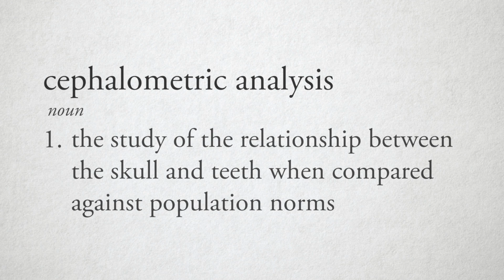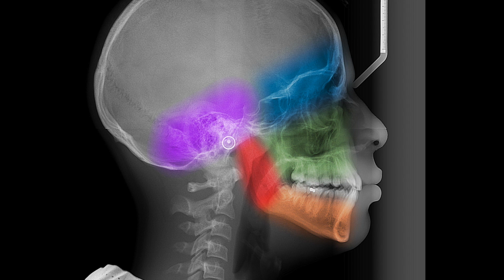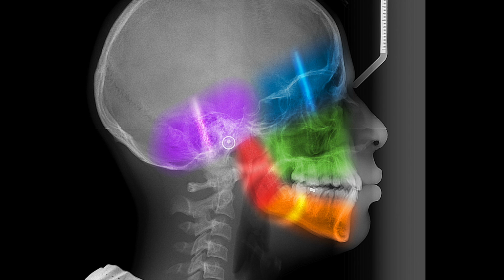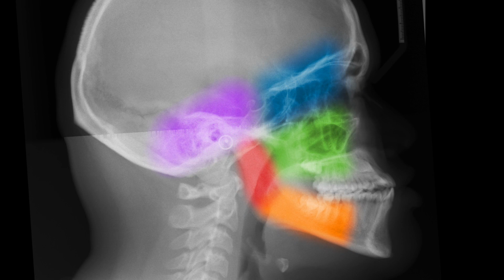Cephalometric analysis measures the relationship between the regions of a patient's skull and teeth and compares them to population norms. Key sutures and growth sites determine how these regions relate to each other. In a normal or class 1 skeletal pattern, the skeletal regions grow proportionally to each other, forming a harmonious relationship. When these regions don't develop proportionally to each other, skeletal problems occur.